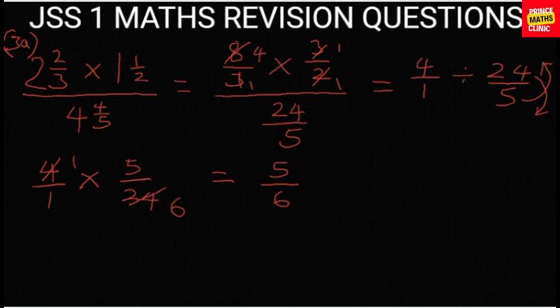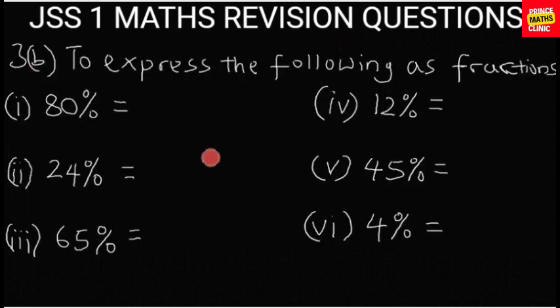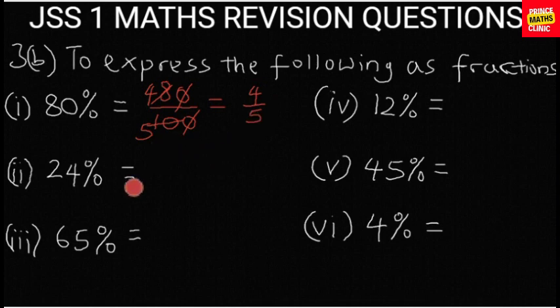So let's look at the B part of the question. Okay. In this question, we are to express the following percentages as fractions. We know that anything called percentage is usually over 100. So we are going to say this is 80 over 100. Simplifying this, we cancel 0. So I have 8 over 10. So 2 can go in 8 4 times, and 2 can go in 10 5 times. So I have 4 over 5 as my result in this one.